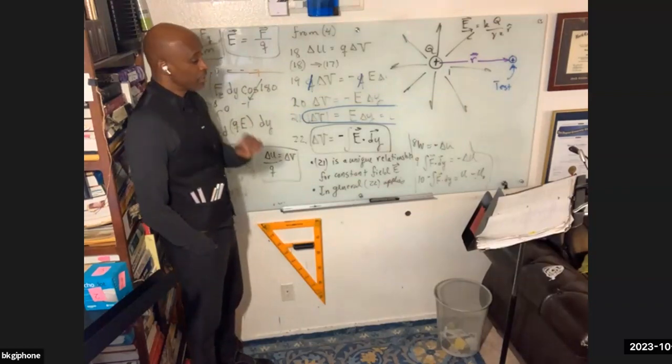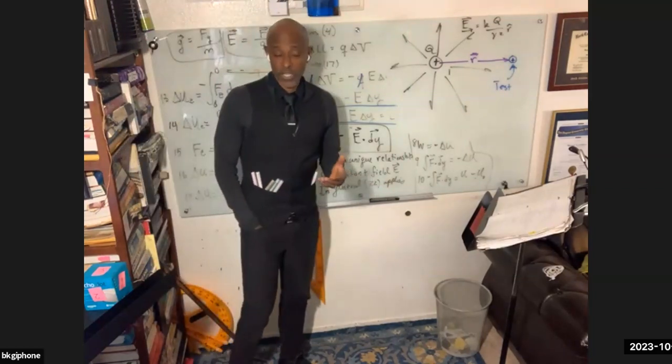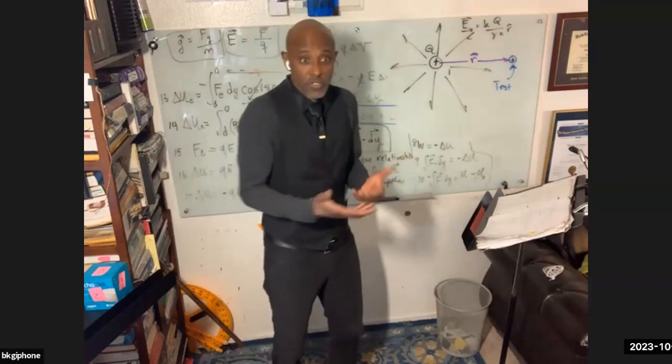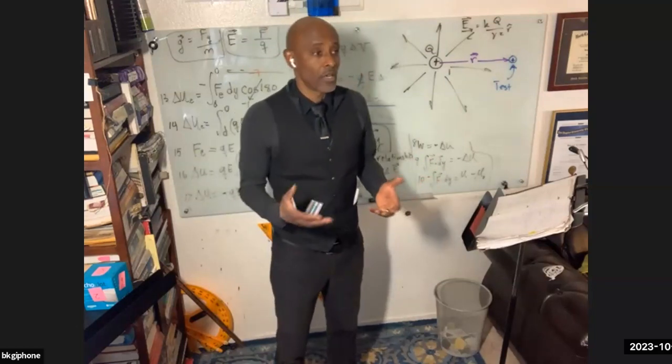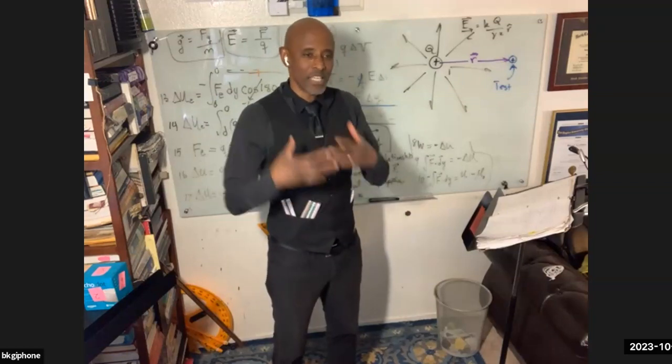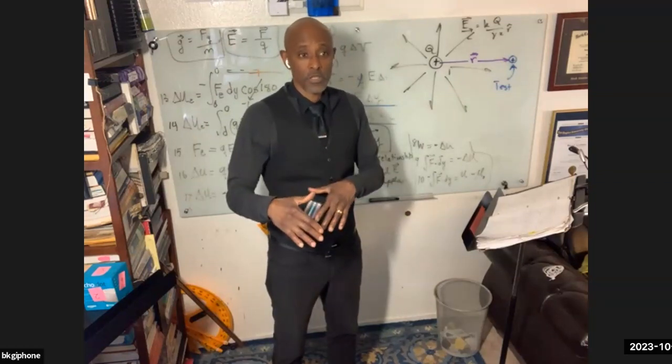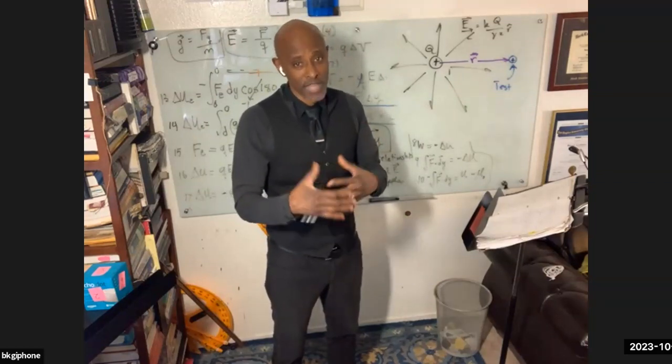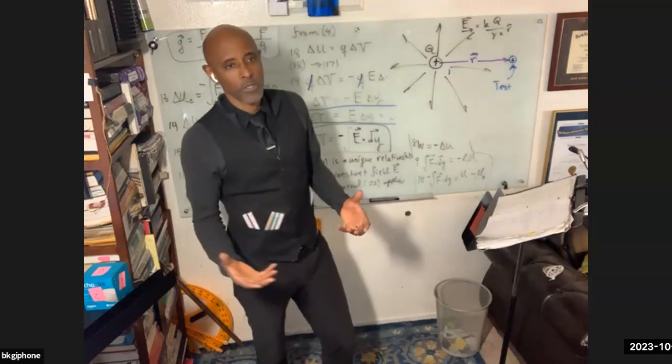And remember, the difference is electrical potential energy is energy. It's joules, right? Electric potential is essentially energy per unit charge. So it's joules per coulomb. So that's the main fundamental difference.